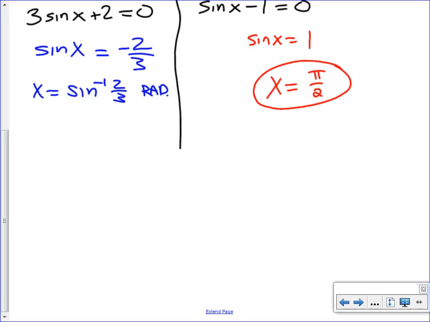Is it negative 2 over 3? Sorry. Oh goodness. Sarah, calculator, go get it! Will, calculator, go get it!